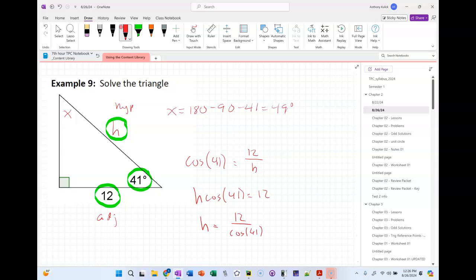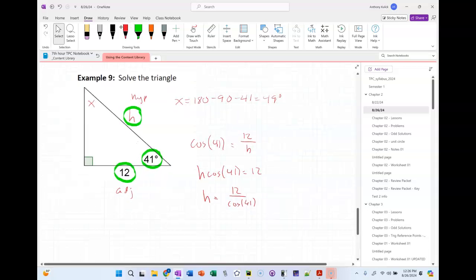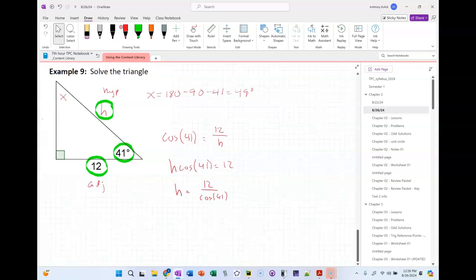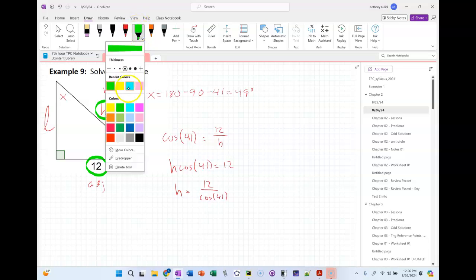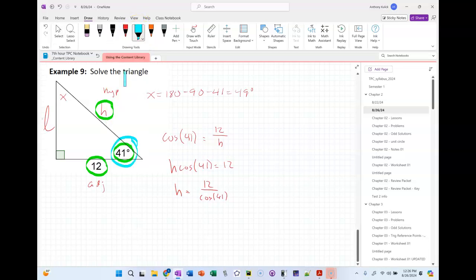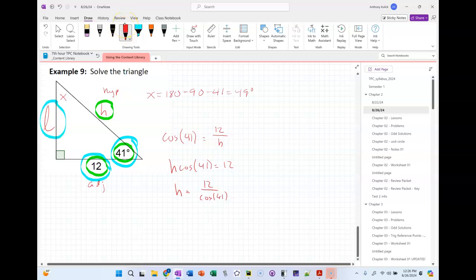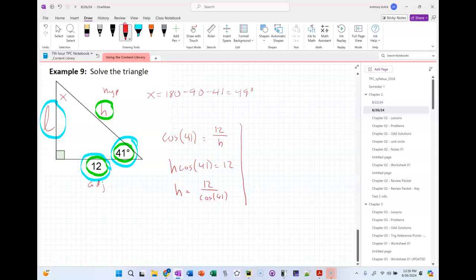Everybody feels okay? I'm going to let you guys punch that through on your own with the calculator. I don't have it sitting in front of me right this second. The other side I'll call L for leg. So again, to calculate that, I'm going to use the 41 degree, the 12, and then this side L. What trig function do I want to use to do that? Tangent. Because I have opposite and adjacent.